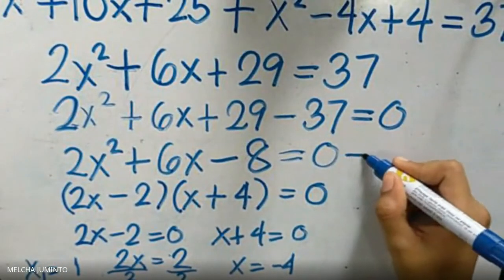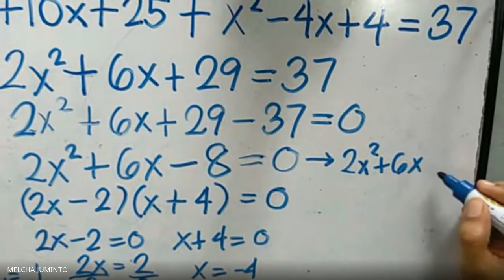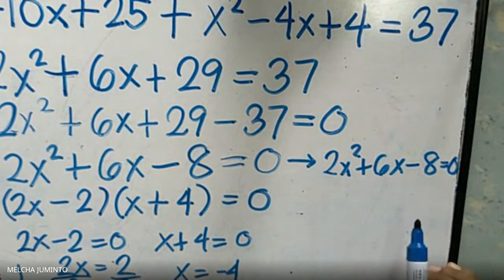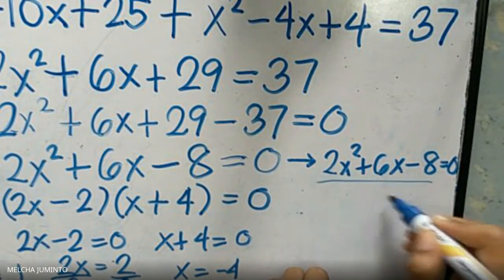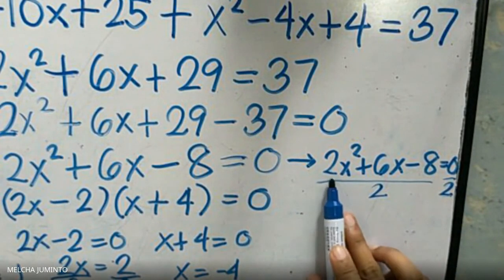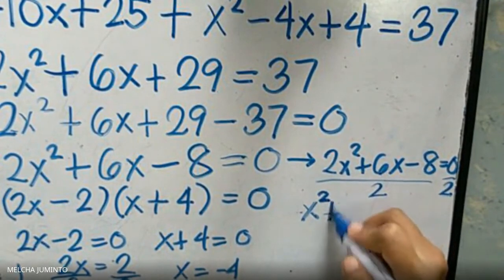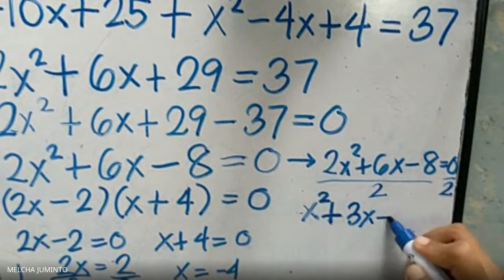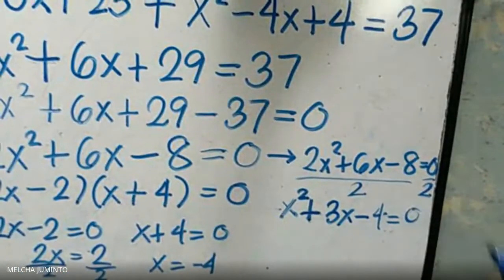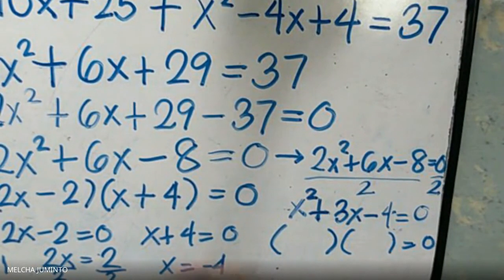Now let us try here. Let us try, for example, the equation 2x squared plus 6x minus 8 equals 0. You will notice here that 2, 6, and 8 are all divisible by 2. Let us try dividing both sides of the equation by 2. So 2 divided by 2 is 1. So we will now get x squared plus 6 divided by 2 is 3, 3x, minus 8 divided by 2 is 4, equals 0 divided by 2 is 0. Now, at this point, we can factor. And this will be easier to factor compared to the first solution.